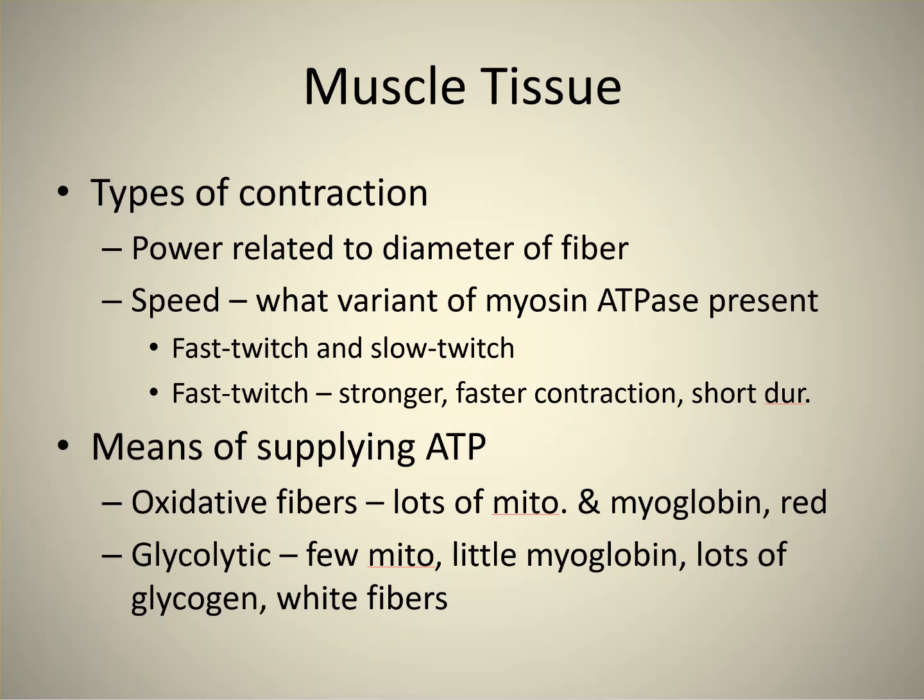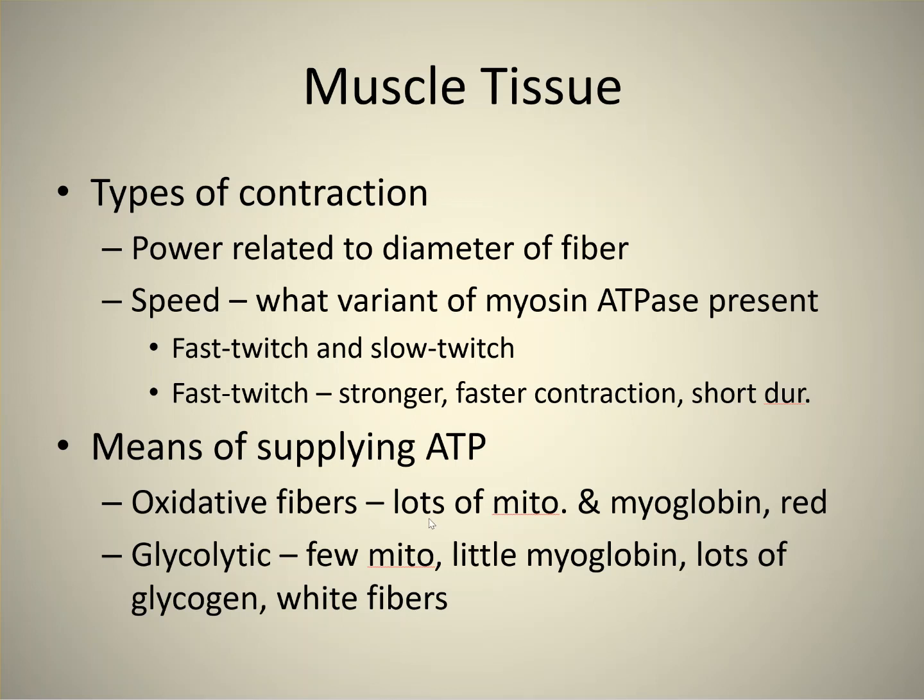The speed at which they do is what variant of myosin ATPase is present. So there's fast twitch fibers and slow twitch fibers. The fast twitch are stronger, faster contraction, shorter duration. And then also the means of supplying ATP to these different fibers. There's two basic types of fibers: oxidative fibers, which use oxygen, and glycolytic fibers, which don't use oxygen.